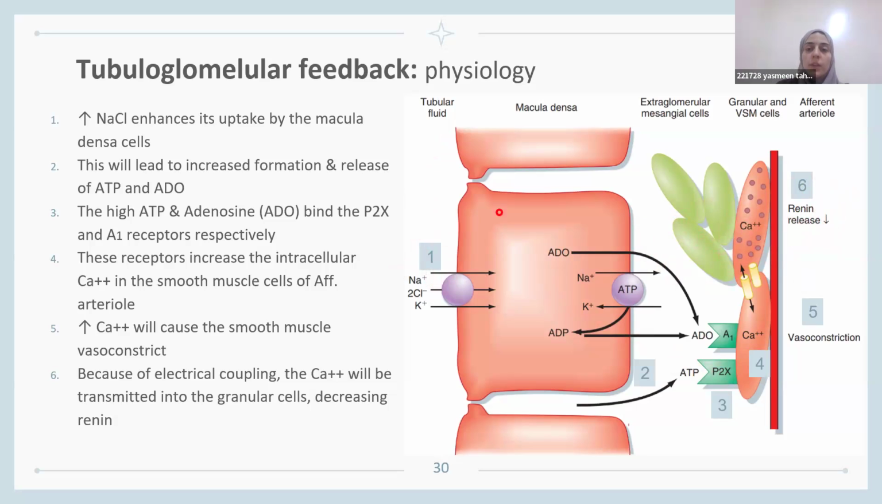If we have lower, everything goes in the opposite. So lower sodium chloride here, we don't have as much ATP and adenosine binding to these receptors, and we don't have vasoconstriction or renin release. So we will have higher filtration rate because of the low sodium chloride in the tubules.